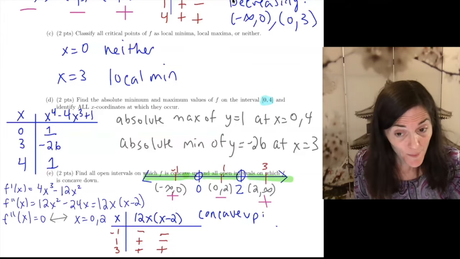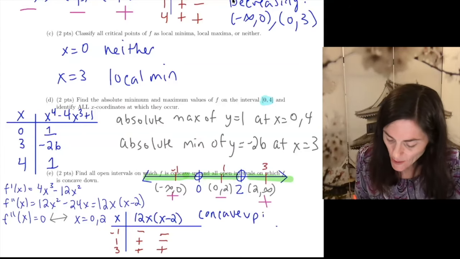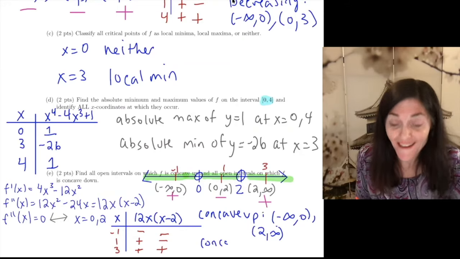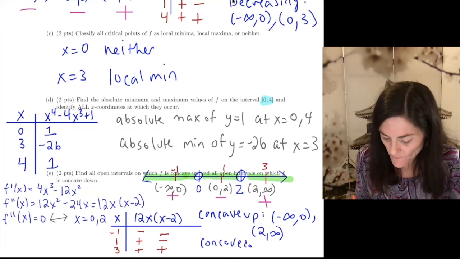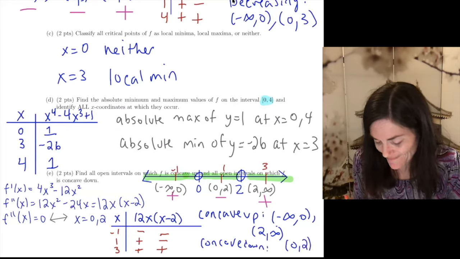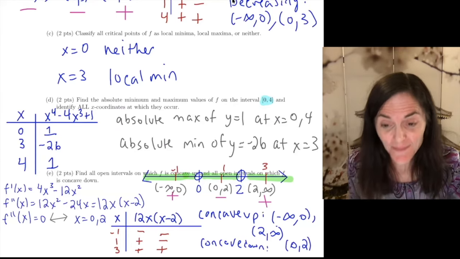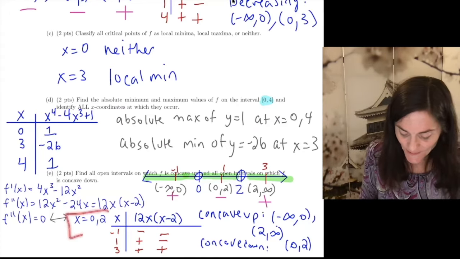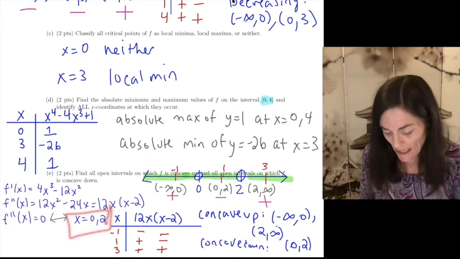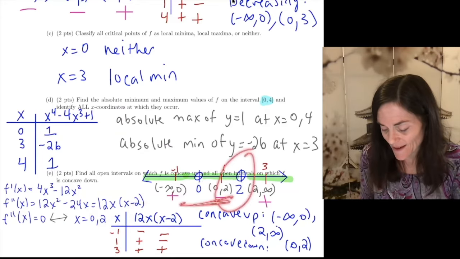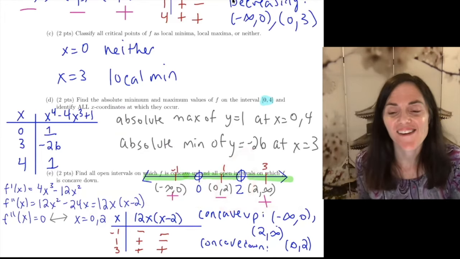This is concave up. Everywhere we see a plus, which is minus infinity to 0, and 2 to infinity. And then concave down, there's only one interval here. This is 0 to 2. And this completes this problem, multiple parts. In fact, as a comment, as I mentioned earlier, 0 and 2 are both inflection points because at 0 it's concave up on this side, concave down on the other, and at 2 it's concave down on this side, concave up on the other.